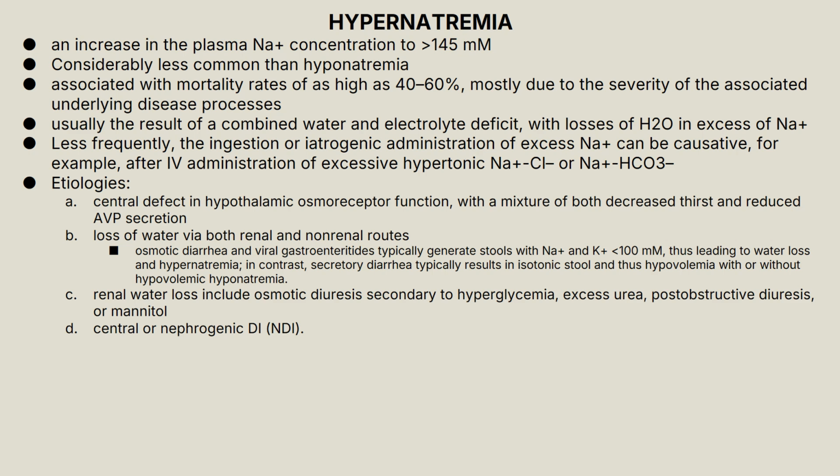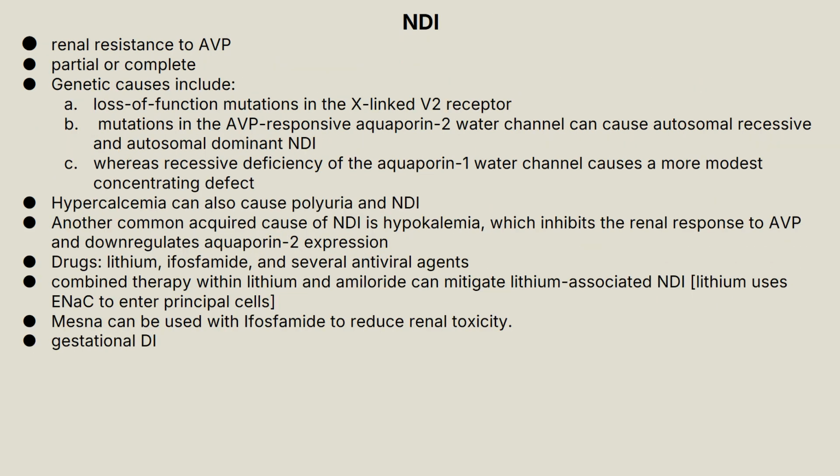Central or nephrogenic diabetes insipidus. Nephrogenic diabetes insipidus, simply put, is the renal resistance to antidiuretic hormone, to the AVP, the vasopressin. It can be partial or complete, and there are genetic causes which include loss of function mutation in the X-linked V2 receptor. Mutation in the AVP-responsive aquaporin 2 water channel can cause the autosomal recessive and the autosomal dominant subtypes, whereas recessive deficiency of the aquaporin 1 channel causes a more modest concentrating defect.